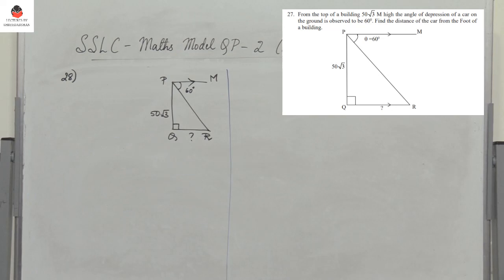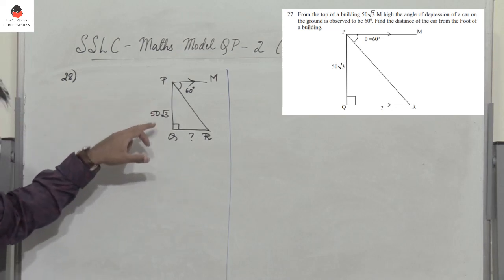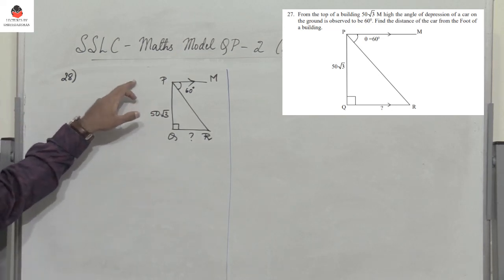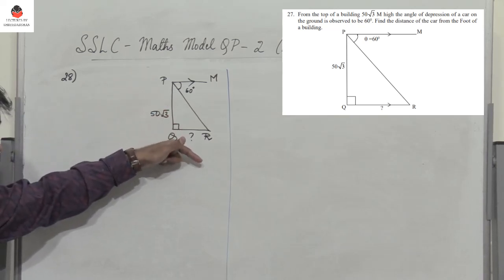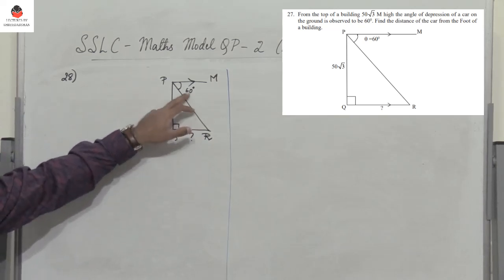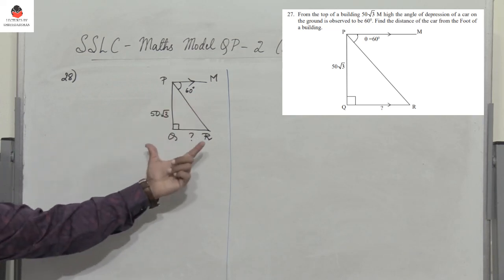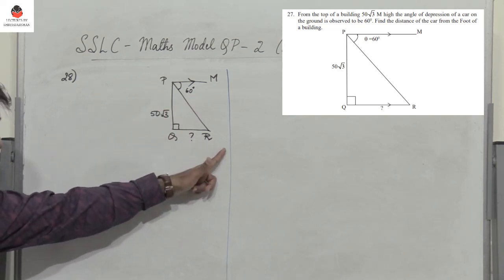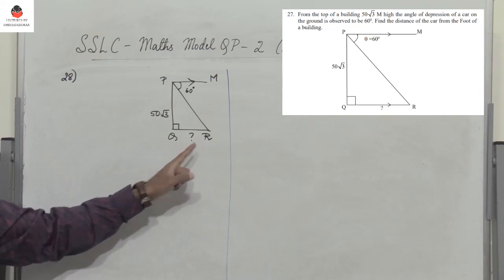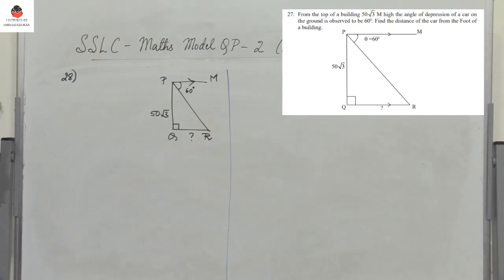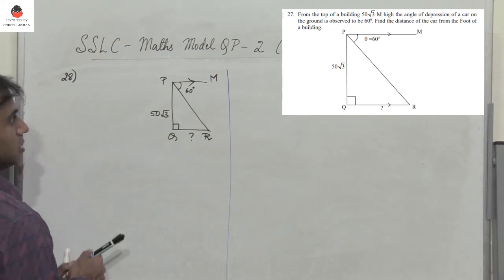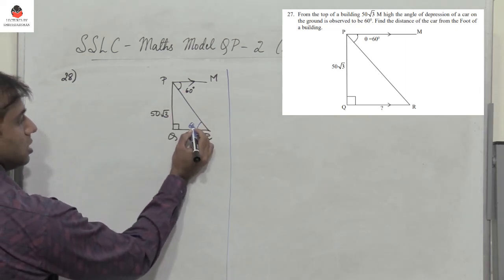So problem 28, from top of a building which is 50 root 3 high, the angle of depression of a car on the ground is observed to be 60 degrees. So we need to find the distance of the car from the foot of the building. So I need to find QR. So here we find that these angles are alternate. So if this is 60, this also is 60 degrees.